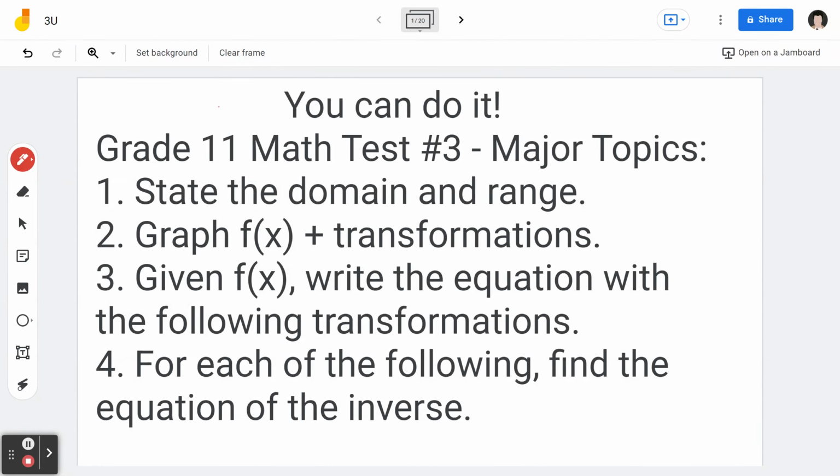Hi, everyone. In this video, I would like to show you the following major topics. Number one, state the domain and range. Number two, graph a function f of x plus transformations. Number three, given a function f of x, write the equation of the following transformations. And last but not least, number four, for each of the following, find the equation of the inverse.